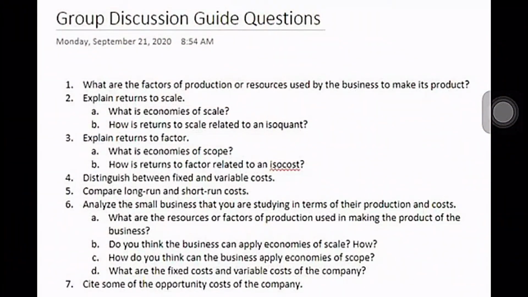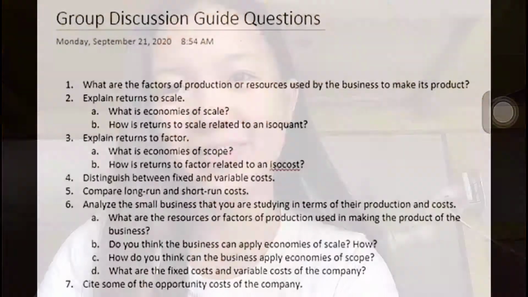D. What are the fixed cost and variable cost of the company? So, the fixed costs of the business are rental payments, utility expense, and interest expense. In variable costs, we have freight out, commissions, production supplies, and direct materials.